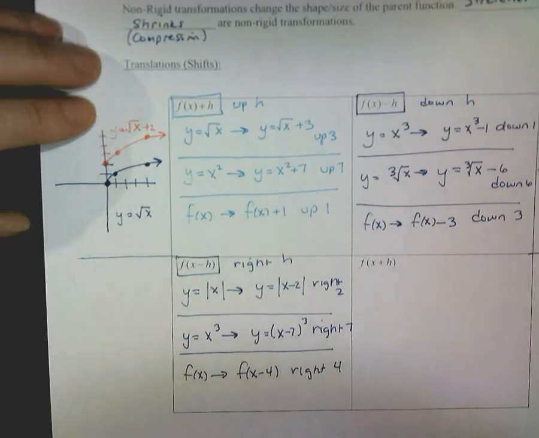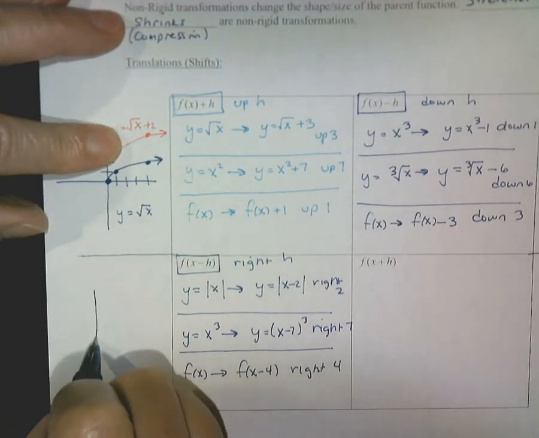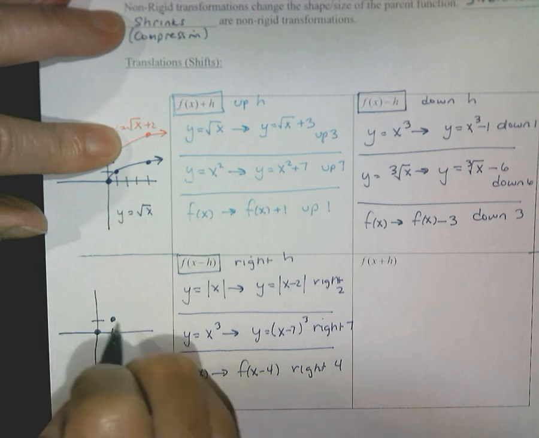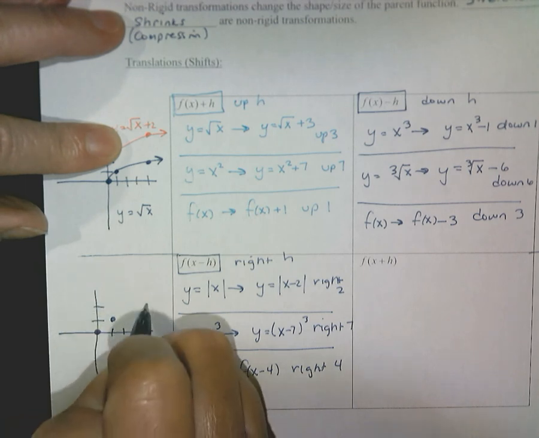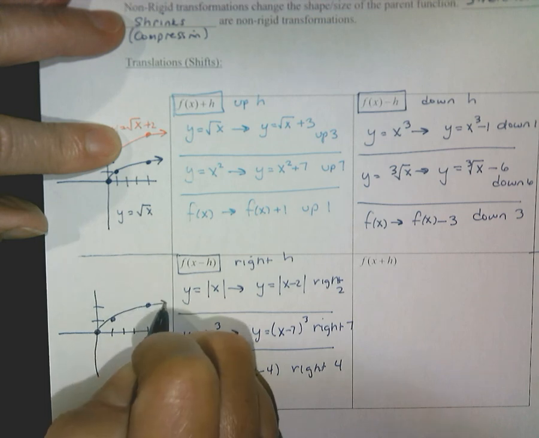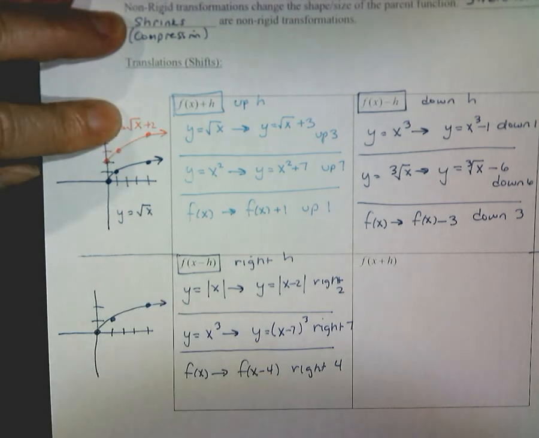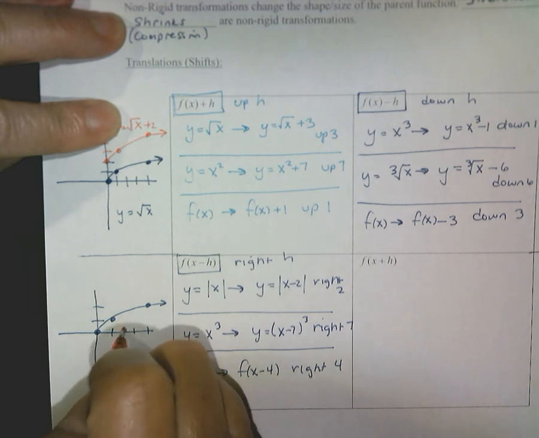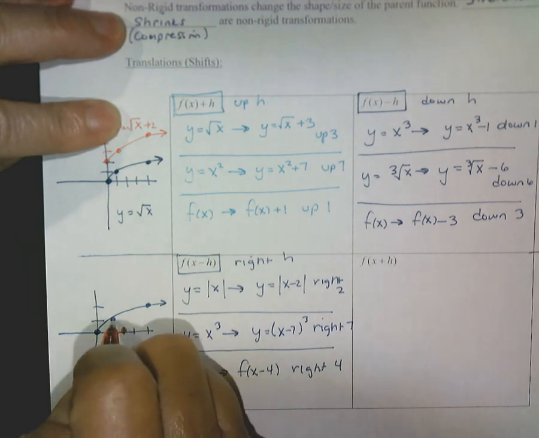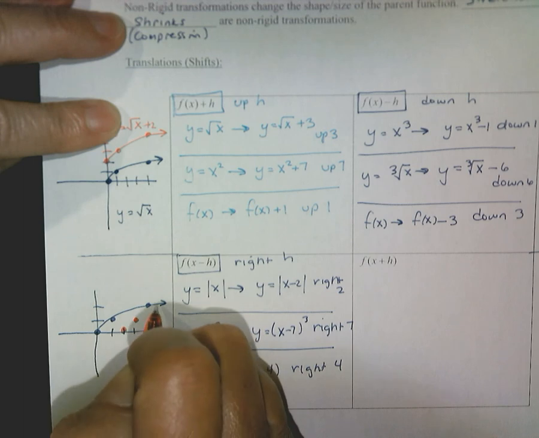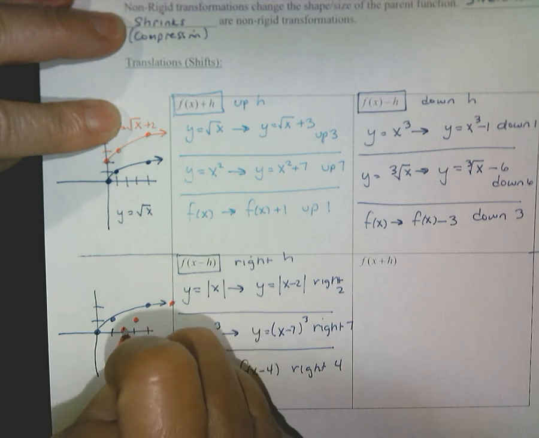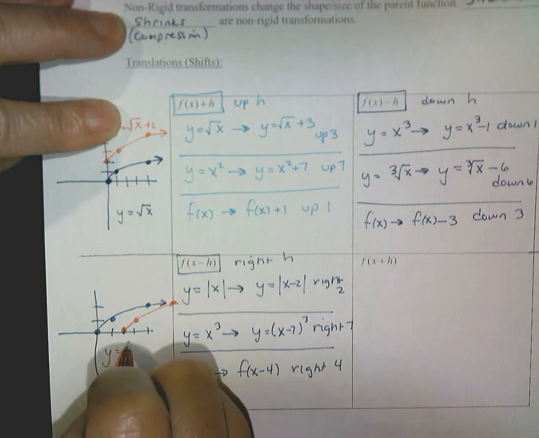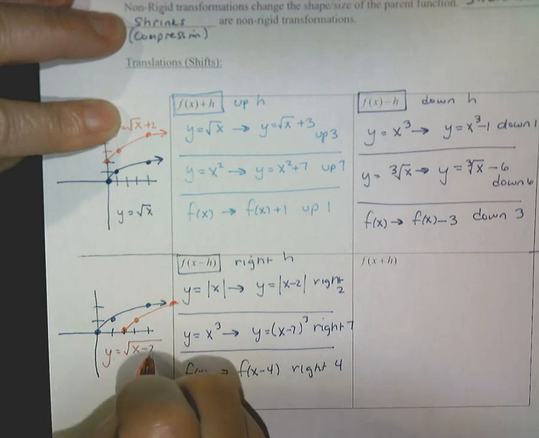So if I go back to the graph of this, I'm always going to start with my square root function. And if I transform that, let's go right 2. So if I move that right 2, if I move this one right 2, and if I move this one right 2. So this would be y equals the square root of x minus 2.